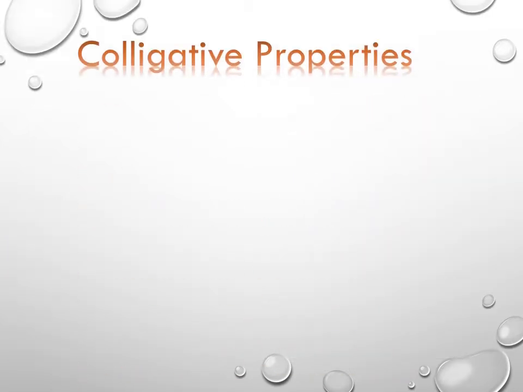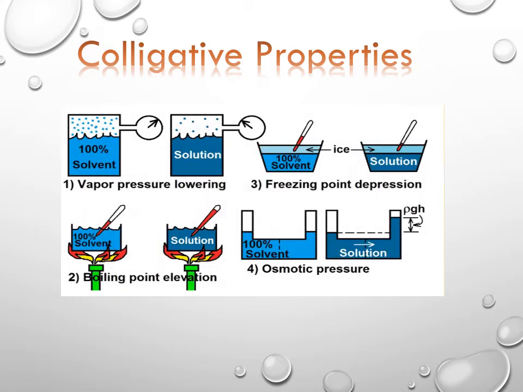Okay, starting with colligative properties, we have seen that there are 4 colligative properties: vapor pressure lowering, freezing point depression, then boiling point elevation, and osmotic pressure. After this, we have already covered the 3 in the previous sessions. Now moving on to the last colligative property, that is osmotic pressure.